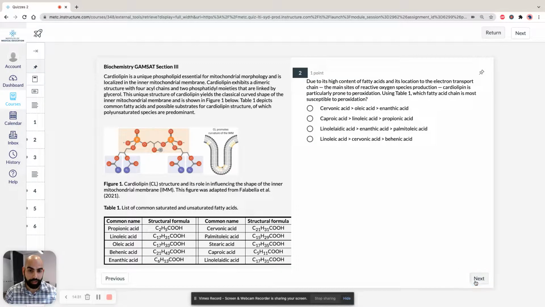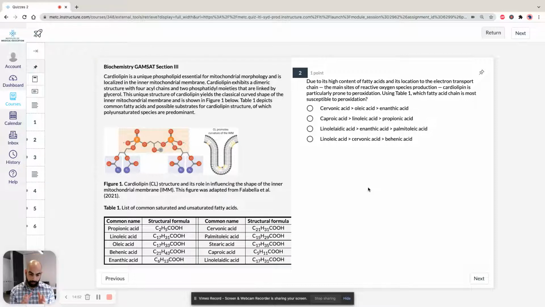So the next question asked, due to its high content of fatty acids and its location to the electron transport chain, so that's the main site of reactive oxygen species production in the mitochondrion, cardiolipin is particularly prone to peroxidation. Using table 1, which fatty acid chain is most susceptible to peroxidation?